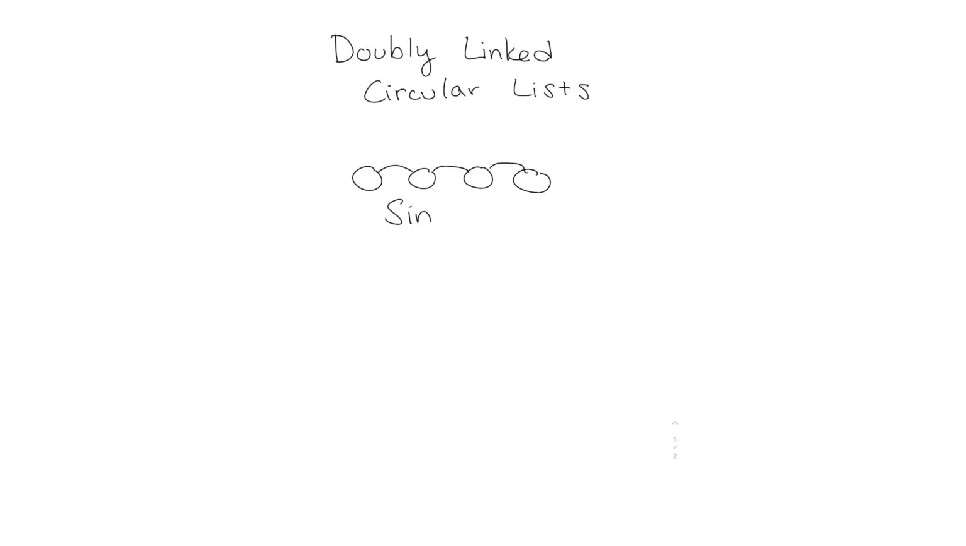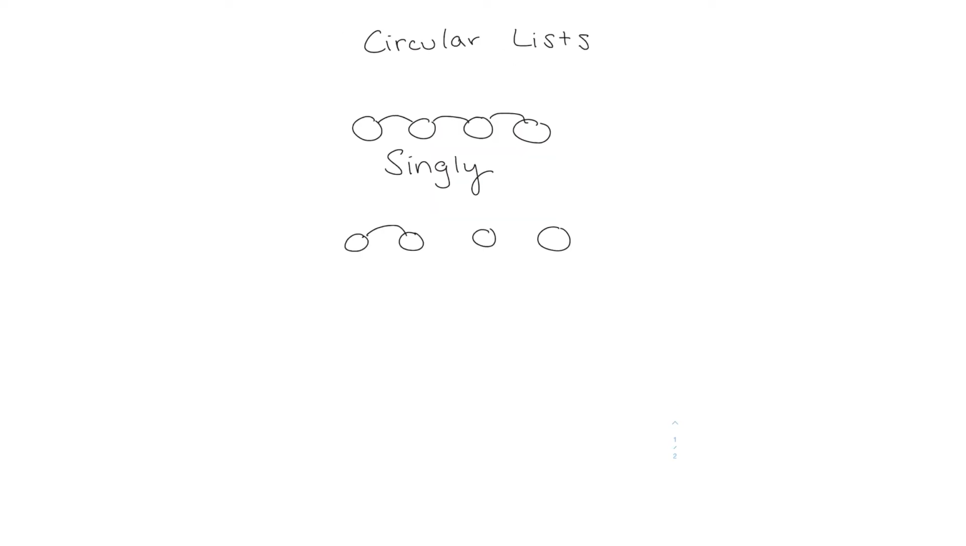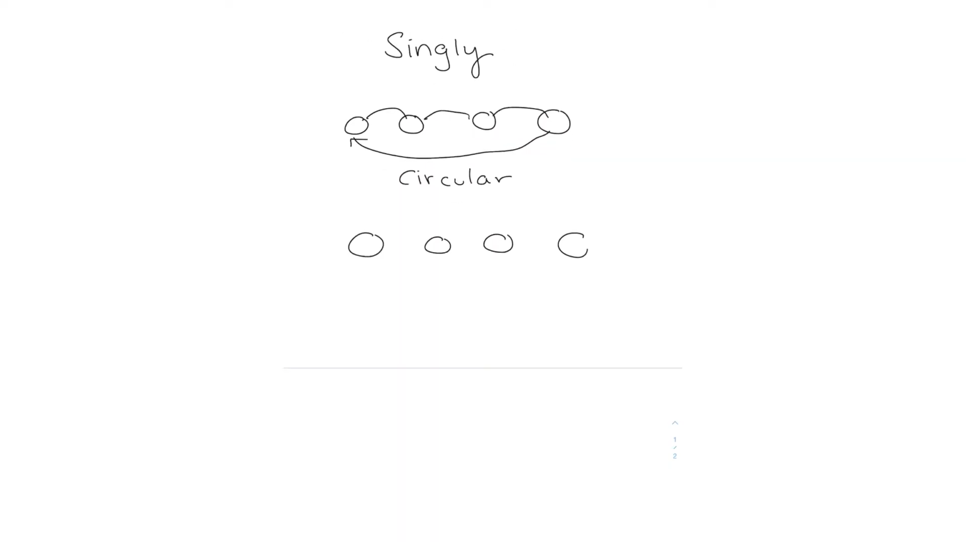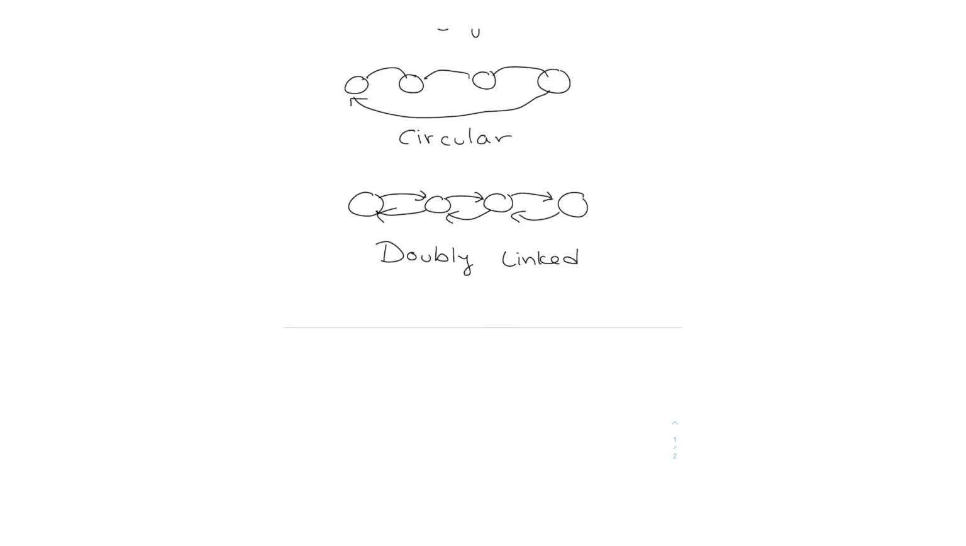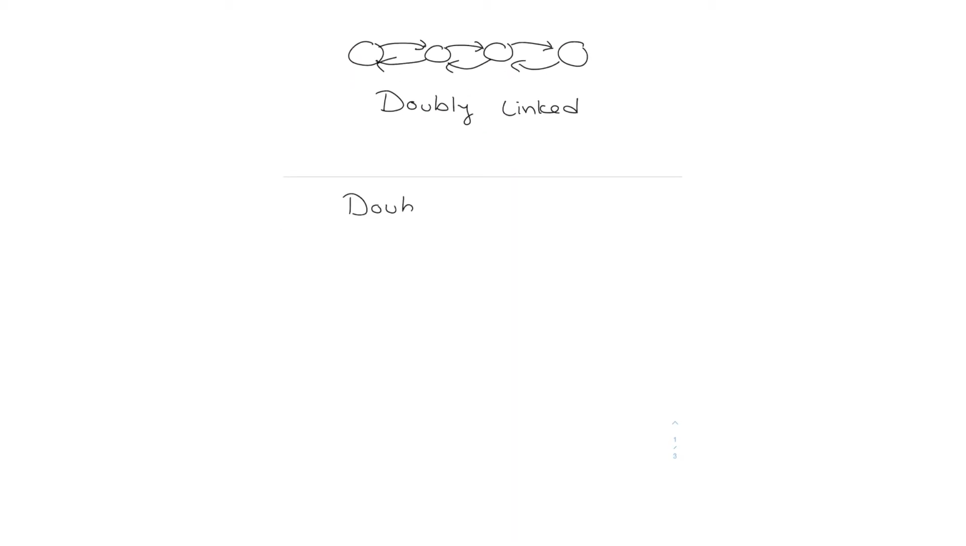Hello, so today we are going to be talking about doubly linked circular lists. In the beginning of this class, we talked about singly linked lists, then we introduced circular linked lists, then doubly linked lists, and now we're combining having the last node connect to the first node in the list and having the nodes connect both backwards and forward to create a doubly linked circular list.